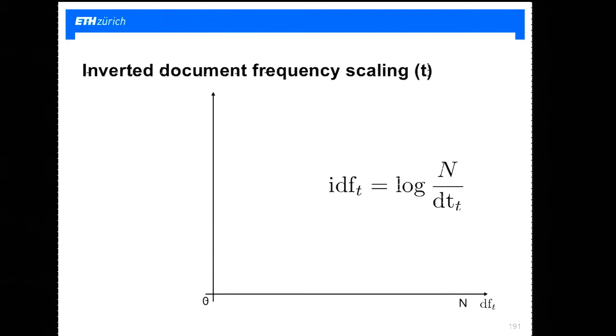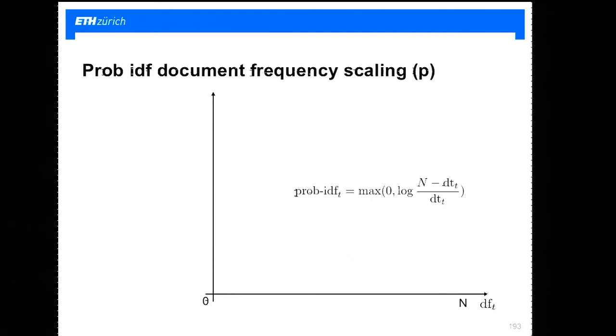And then we have the good old inverted document frequency that you already know, that actually looks like that. I don't think I ever showed you the curve, but it starts with log n. I told you the log of the total number of documents is the maximum value for the IDF. And then it goes all the way down to zero. And then we saw if it appears in all documents, you get zero. So this is the one we've been using until now, the IDF.